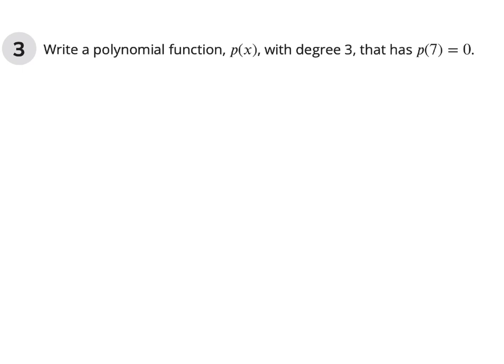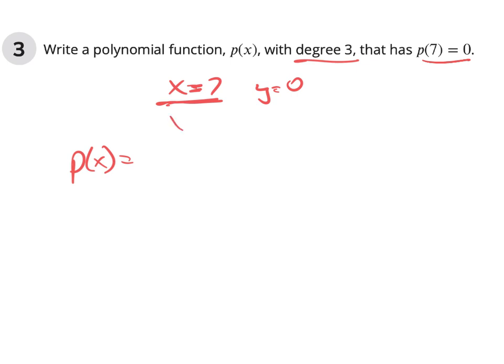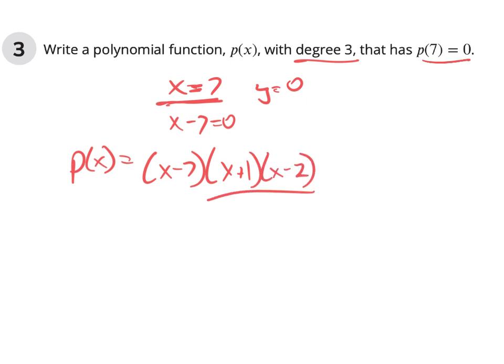Okay, so now for this one, look, they give you a choice. Write a polynomial function with degree 3 that has p of 7 is 0. So we know that x equals 7, y equals 0. So this is a factor, a root, or 0. So p of x is equal to, switch the sign to make it a factor, because it has to be set equal to 0 to be a factor. And then pick any 2 terms you want. I don't care, x plus 1, x minus 2. Anything you want. These 2 could be anything you want.